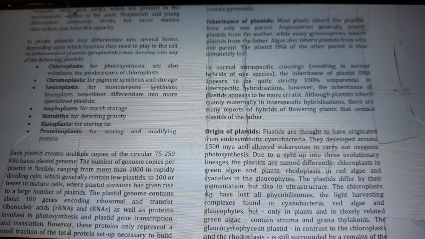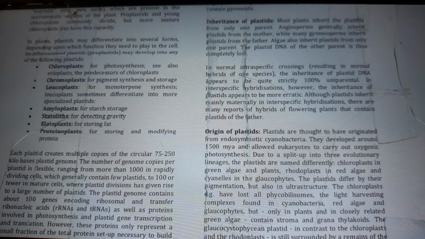In normal intraspecific crossings resulting in normal hybrids of one species, the inheritance of plastid DNA appears to be quite strictly 100% uniparental. In interspecific hybridizations, however, the inheritance of plastids appears to be erratic. Although plastids are inherited mainly maternally in interspecific hybridizations, there are many reports of hybrids of flowering plants that contain plastids of the other parent.